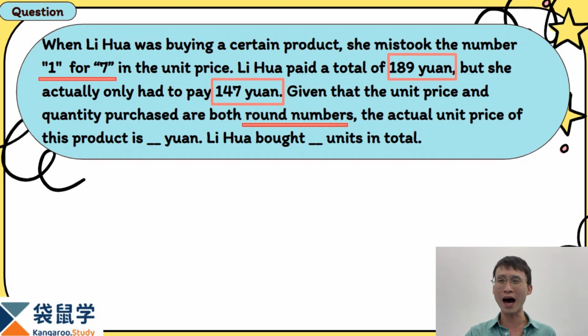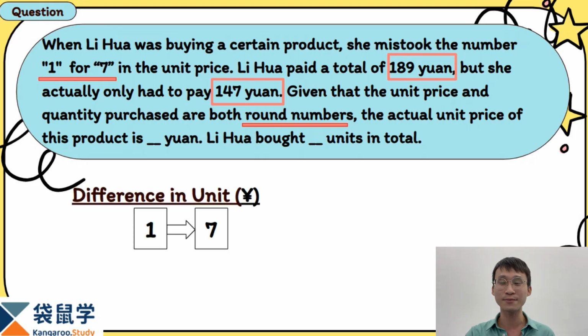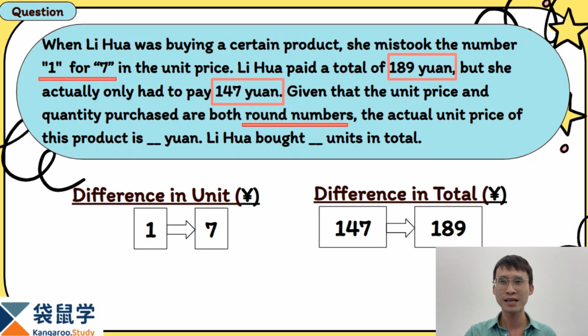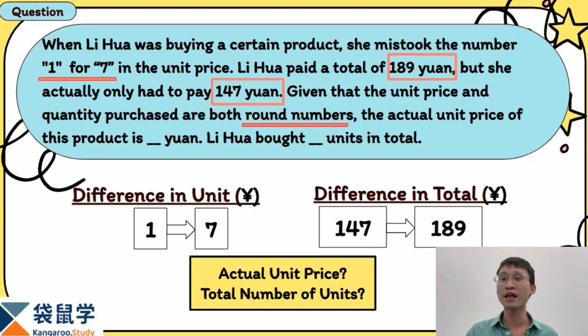Wow, so many words! Essentially, this word problem has a few key points and main questions to solve. Firstly, Li Hua mistook the digit 1 for 7 in the unit price. As a result, she paid a total of 189 yuan instead of the correct 147 yuan. There was thus a difference in the total price paid by Li Hua. The two big questions are to 1. find the actual price, and 2. find the number of units she bought. How do we even start?